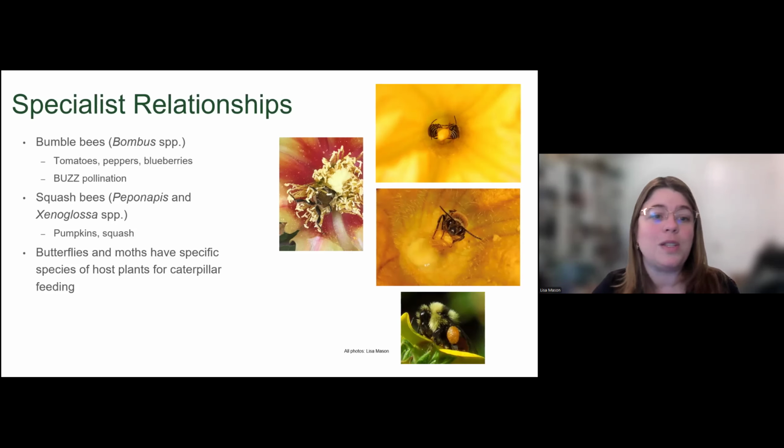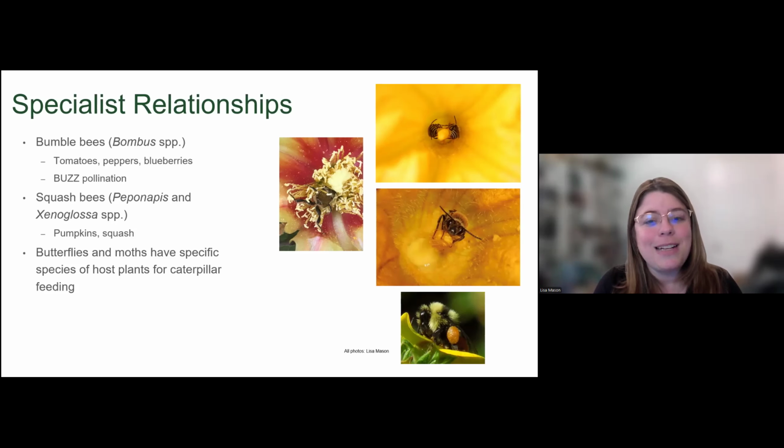If you grow squash or pumpkins, they're pollinated by squash bees, and those are ground nesting bees, which is something else we'll talk about in terms of pesticide application with grasshoppers. They are the only pollinators that pollinate squash and pumpkin plants.